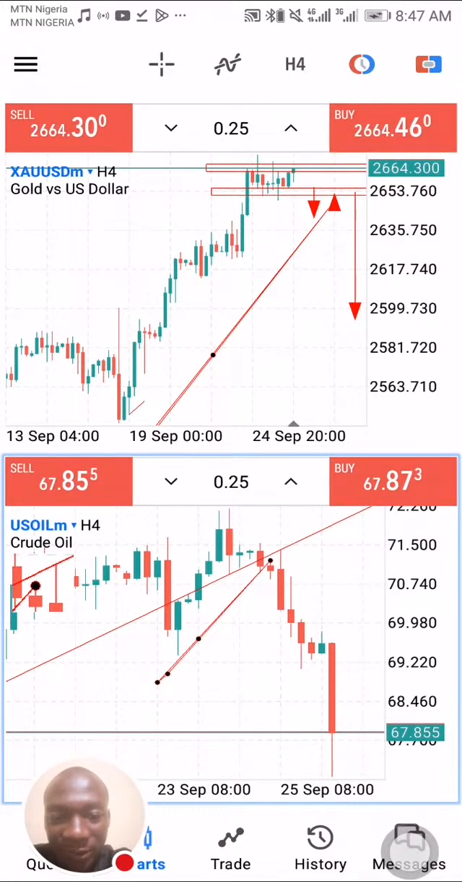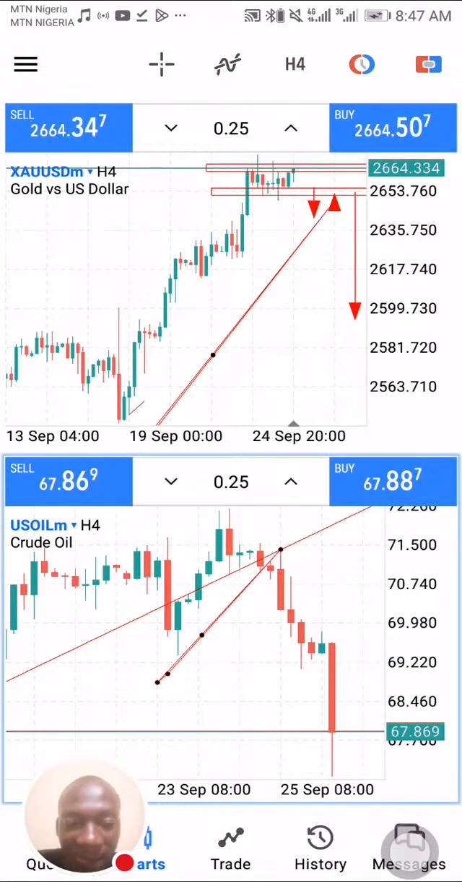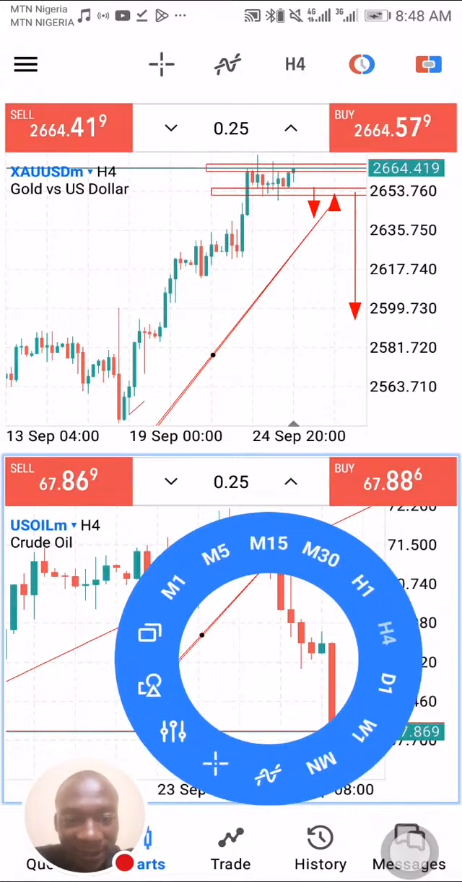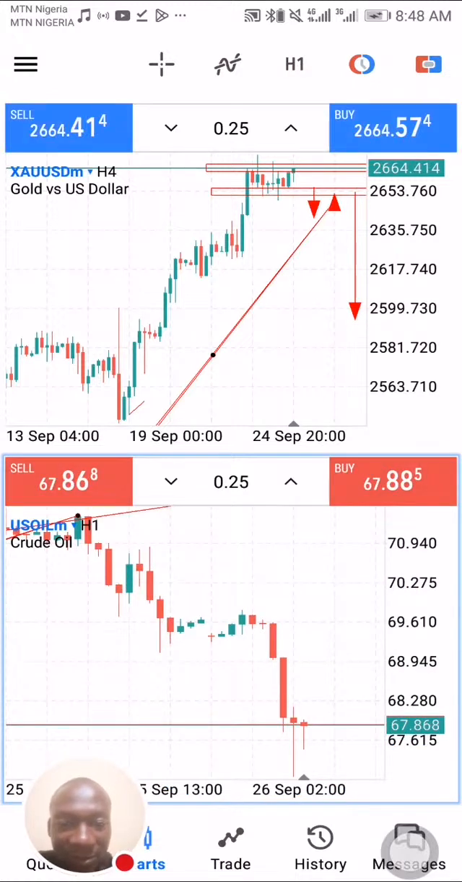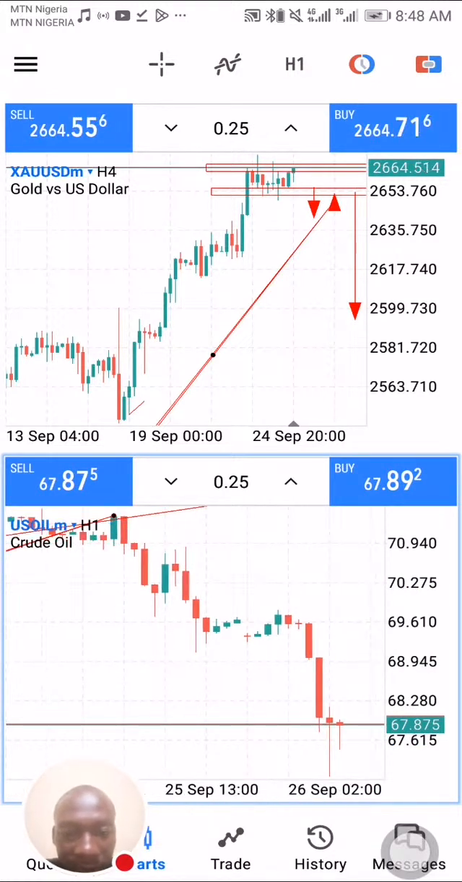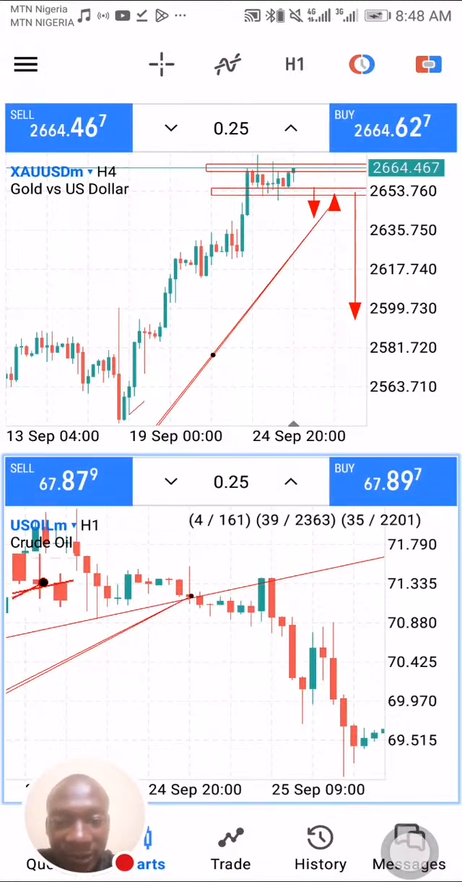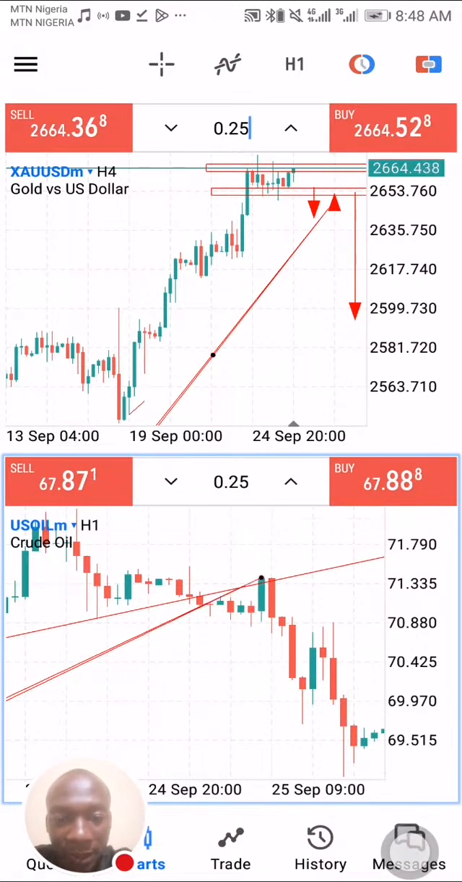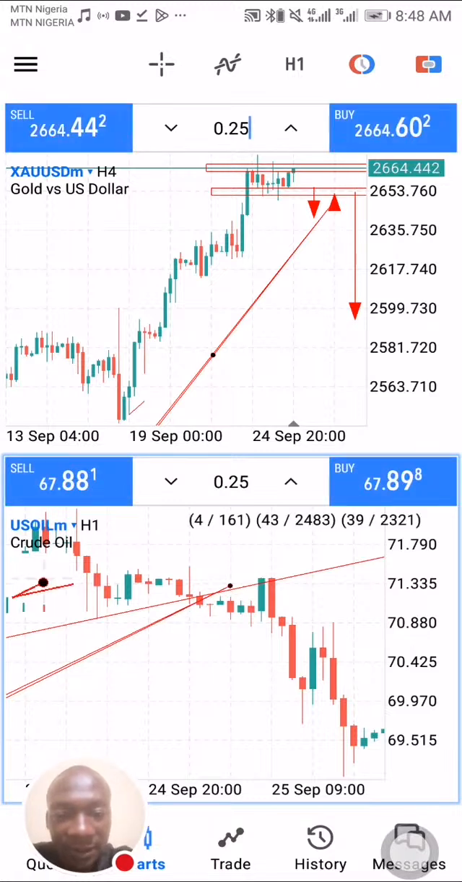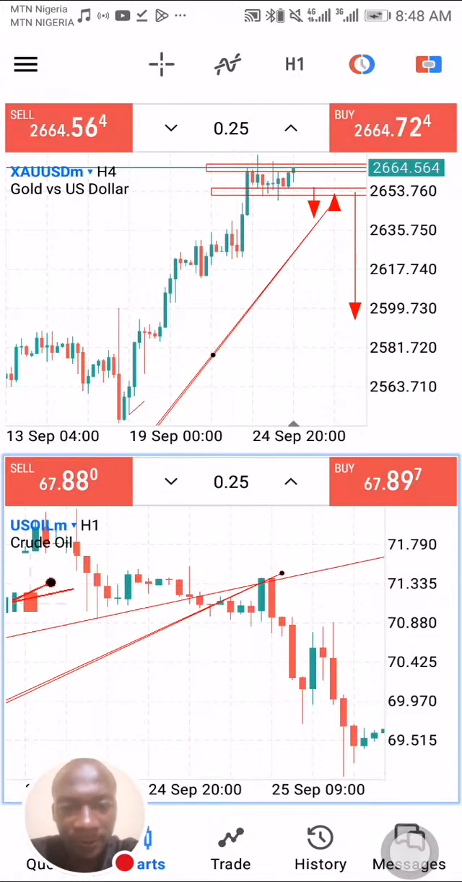This weak rejection was a pullback. So let me scale down. If you have been trading for a while, you will understand. If I scale down, you see the pullback clearly. Let me scale down to the 1 hour. So as you can see, this bullish candle was a pullback. After the break, price pulled back to the trend line that was broken. And after the break, what do we see?